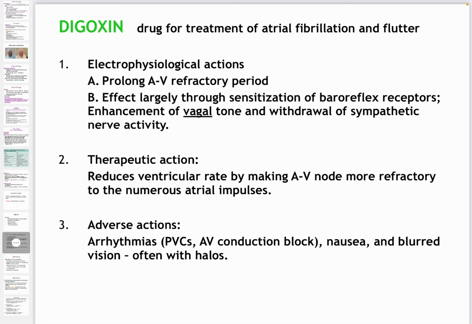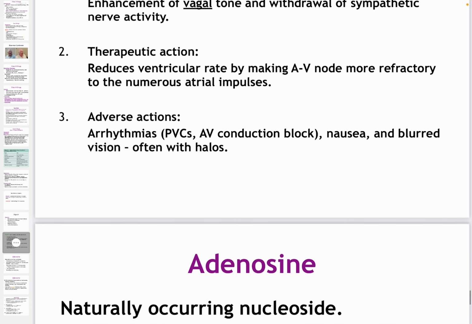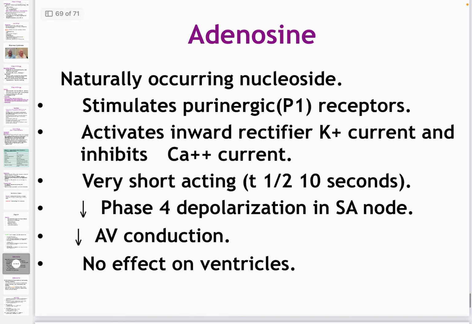When do we use it? It's used to treat ventricular arrhythmia through making the AV node more refractory to the numerous atrial impulses. The adverse effects: it causes arrhythmias. Other side effects are nausea, blurred vision, and visual halos. The other drug, adenosine.